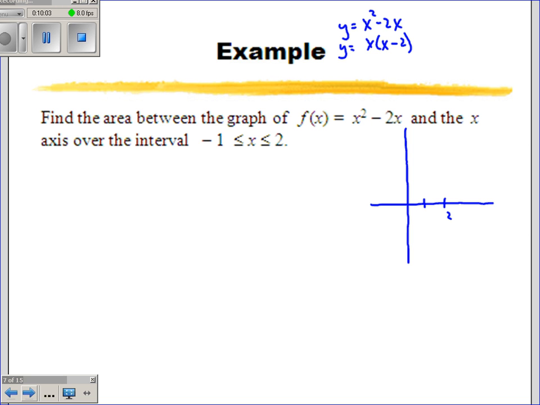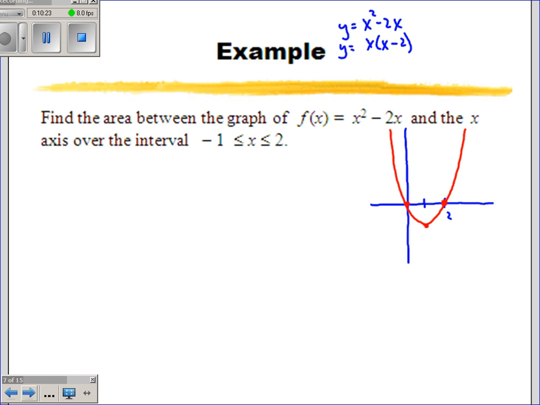Okay, so it's crossing there. And I know the vertex is right in the middle. So the vertex is at x equals 1. Plug in 1 and you get -1. So I know the vertex will be here at (1, -1), and I know the parabola is going up since the x squared term is positive.